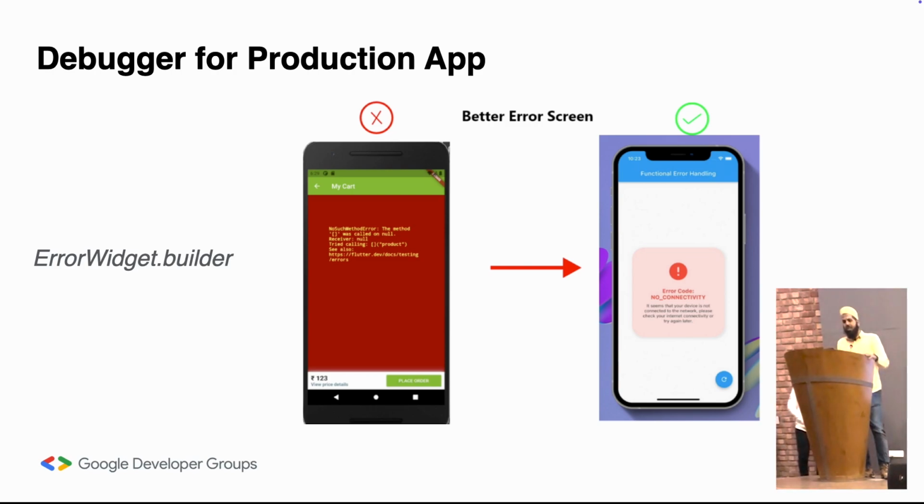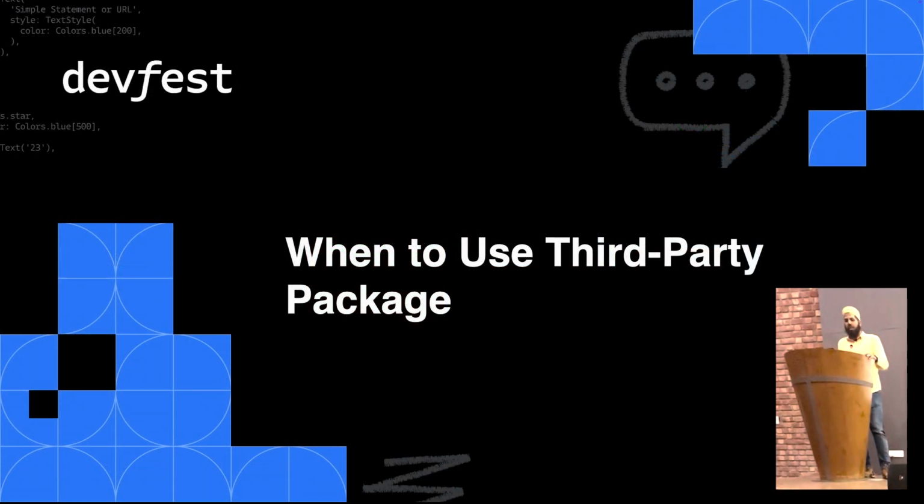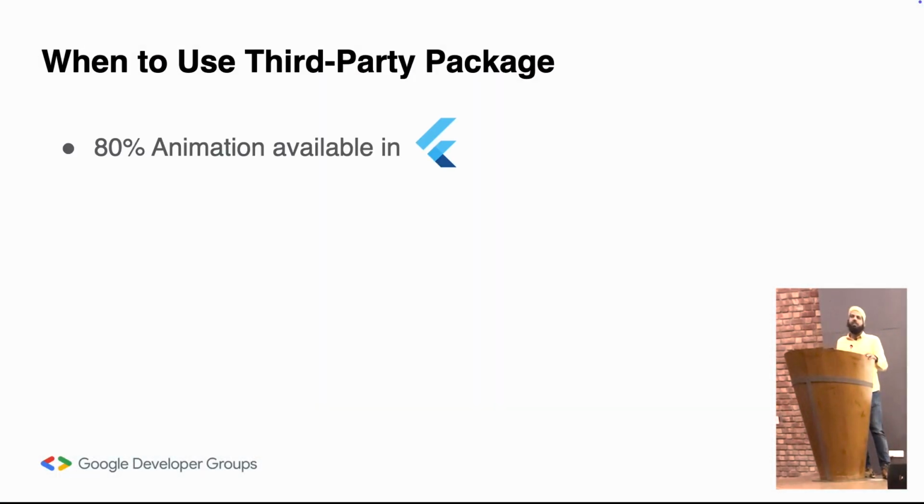Now, when to use a third-party package? I would say if you are going for an animation, 80% of animation is available in the Flutter framework. So you don't have to go out and try to build your own. Most of them are there, like slide in, slide out, and fade in, fade out.